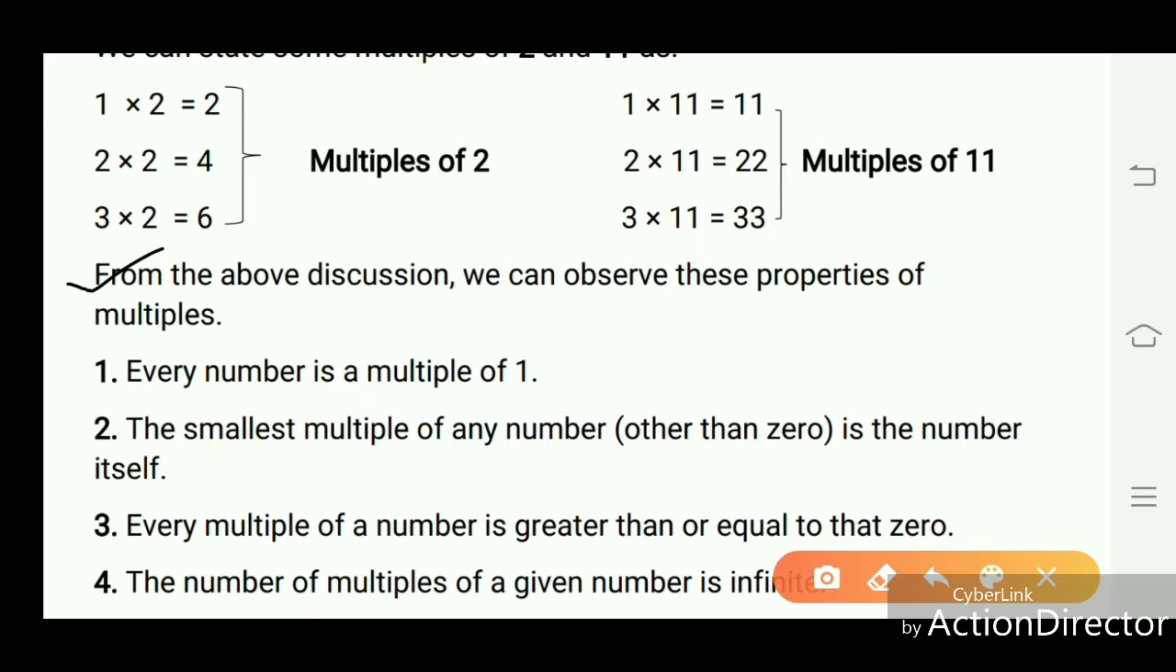From the above discussion, we can observe these properties of multiples. First, every number is a multiple of 1. Second, the smallest multiple of any number other than 0 is the number itself. Third, every multiple of a number is greater than or equal to that number. Fourth, the number of multiples of a given number is infinite.